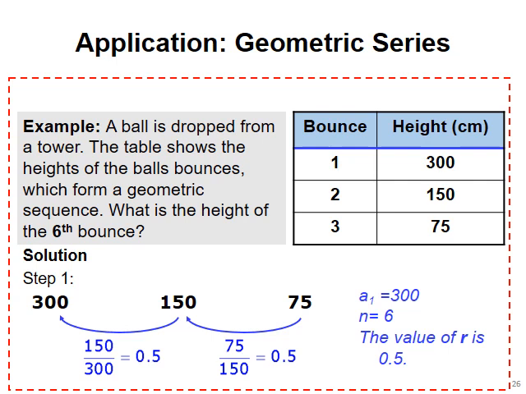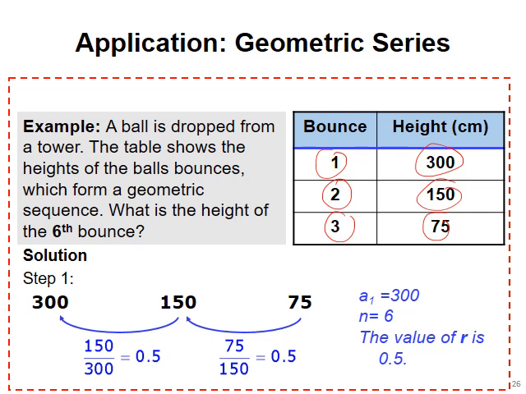Now let's go to the applications. Have a look. A ball is dropped from a tower. The table shows the height of the ball bounces which form a geometric sequence. What is the height of the 6th bounce? As you can see here, this is the first item, the second item, the third item, and the heights in centimeters are given here.